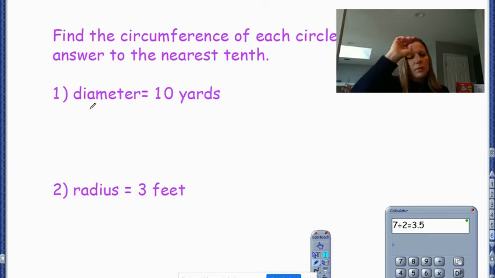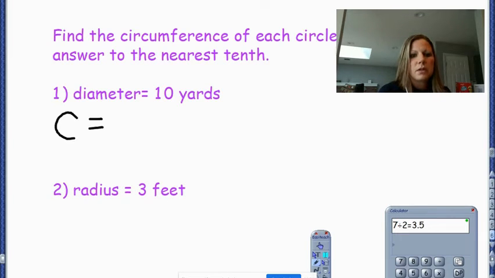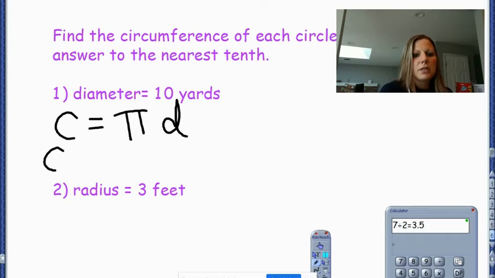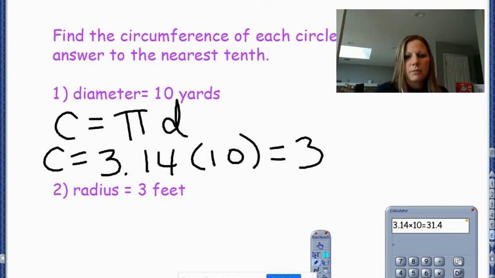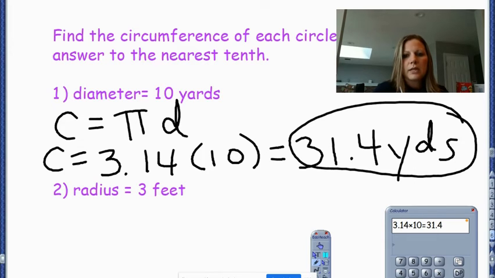So here, first problem says, what is the circumference of each circle? The first problem gives us the diameter. So I'm going to use C equals pi d. And then I'm going to do C equals 3.14 times 10. So in my calculator, 3.14 times 10. Some of us could do this in our head. I'm going to get 31.4 yards. The directions do say to the nearest tenth, but that is already to the nearest tenth.